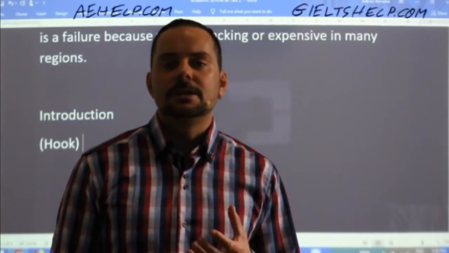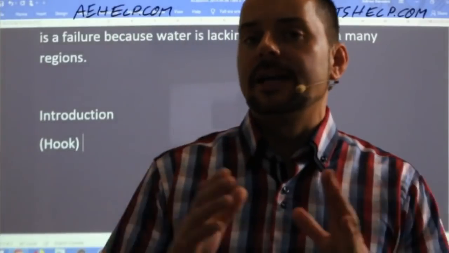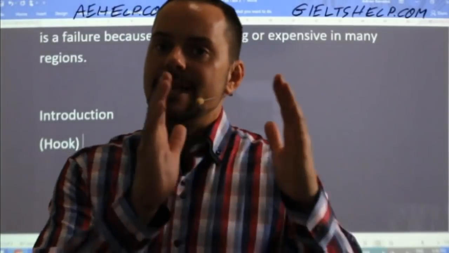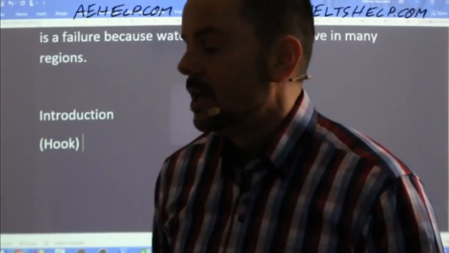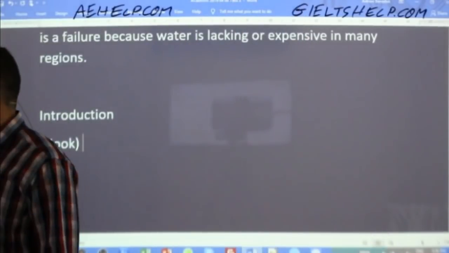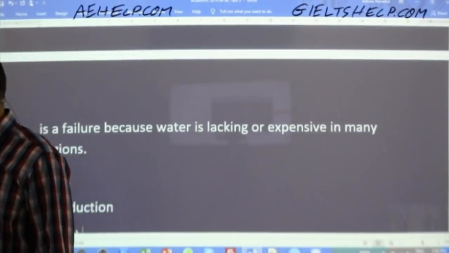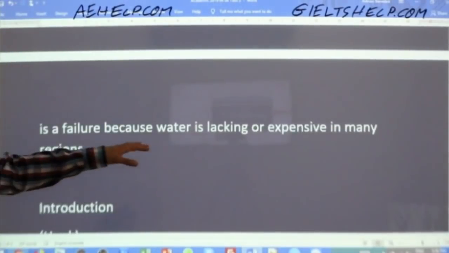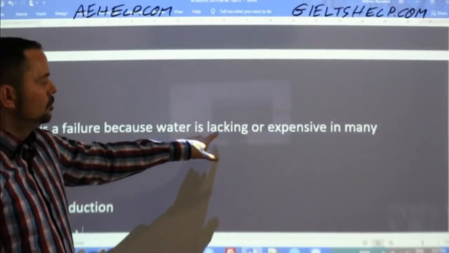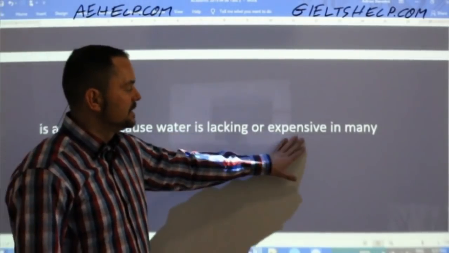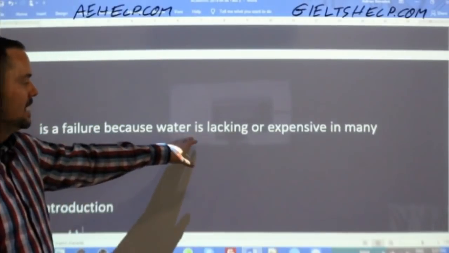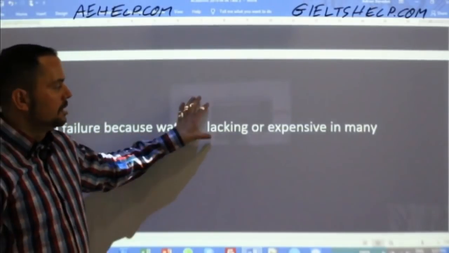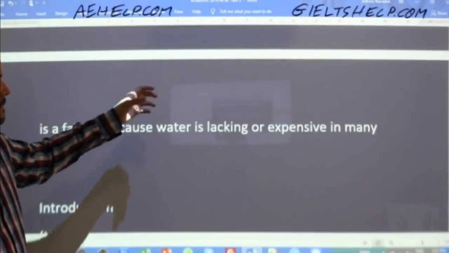Parallel grammar, Syed, means that when you're listing ideas or information in a sentence, the grammar of each of those elements matches. You see me doing that when I'm correcting students' thesis statements. Notice here my two points are lacking and expensive. They're both adjectives. So when I have a list of information, Syed, it has to be parallel grammar.